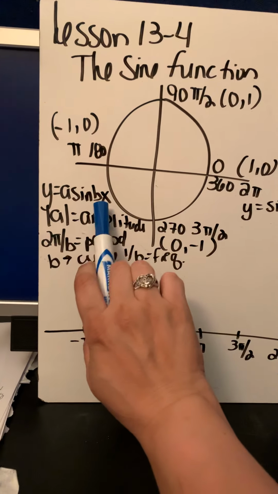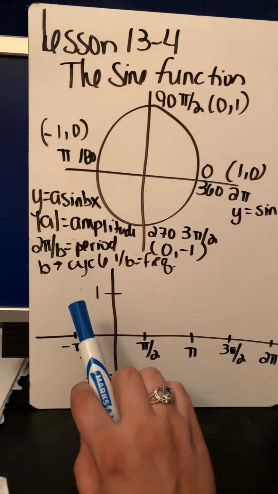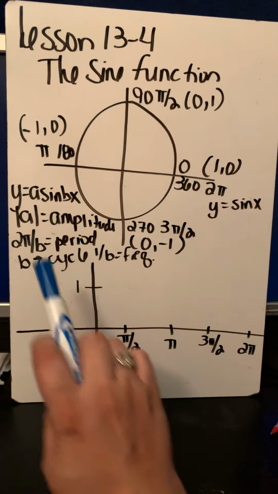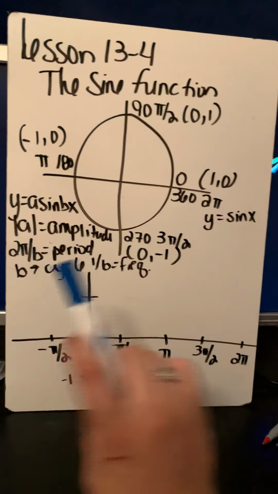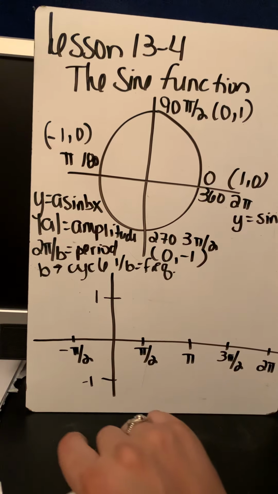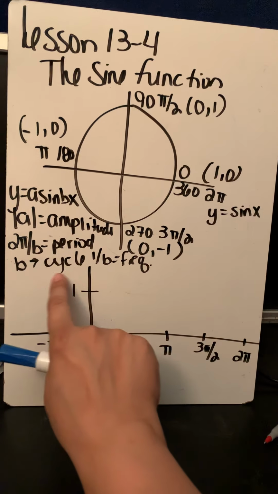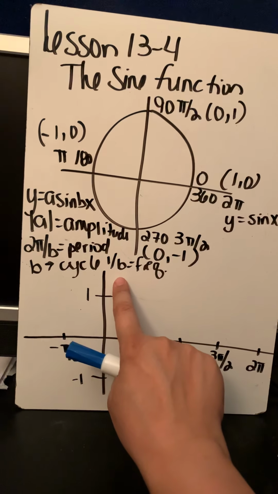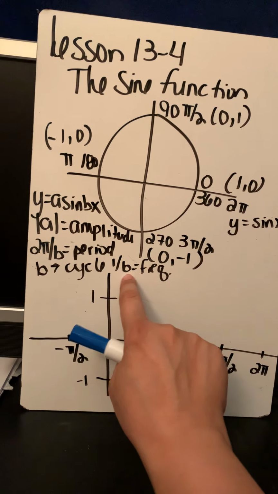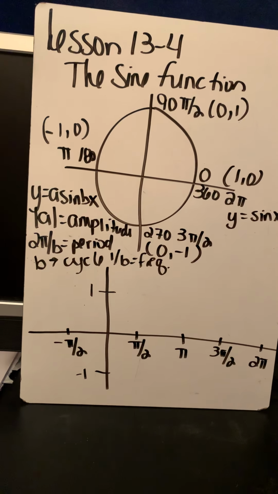Y equals a sine bx is how we write these equations when we're graphing them. The absolute value of a is your amplitude. 2 pi over b is your period. B is just the cycle. 1 over b is frequency. And this one's important, especially when we do some later on here.